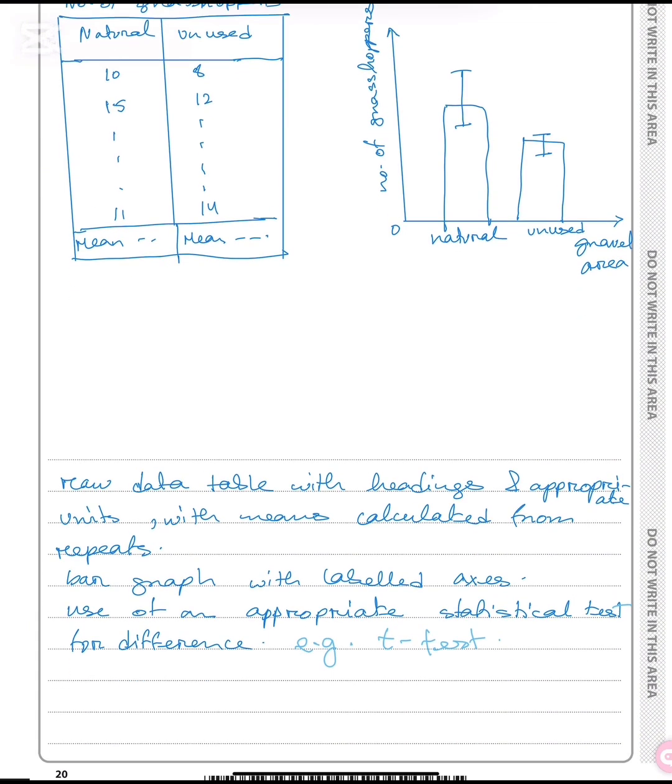Raw data table with headings and appropriate units with means calculated from repeats. Bar graph with labeled axes. Use of an appropriate statistical test, for example t-test. T-test is used to find out differences.